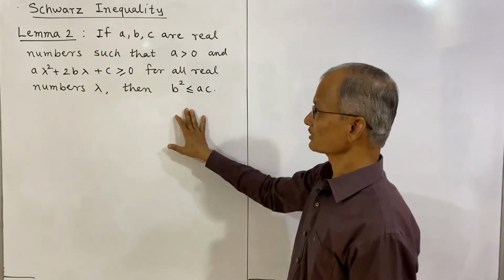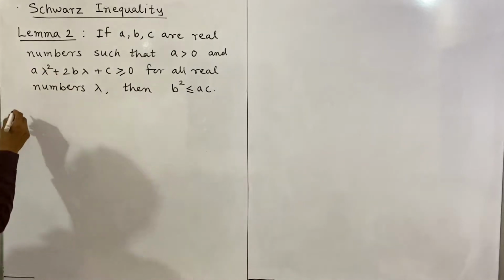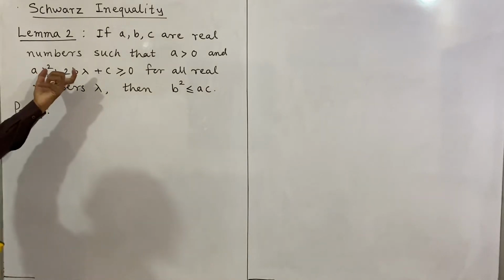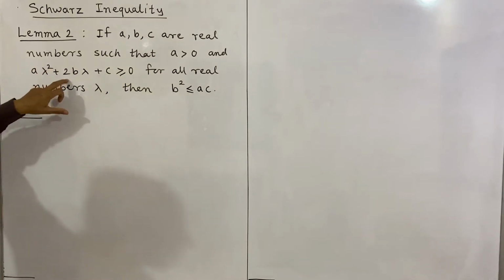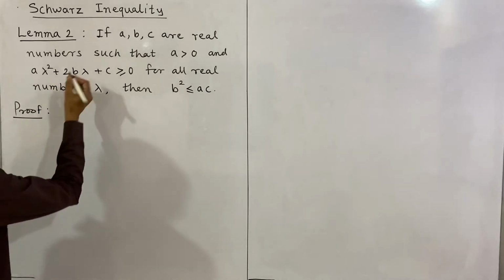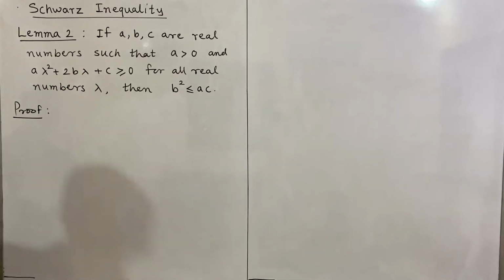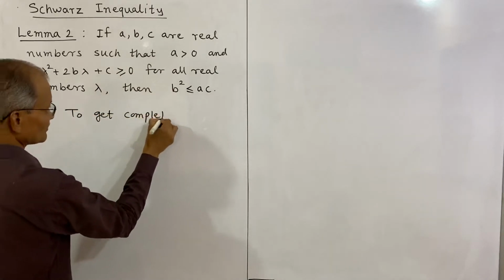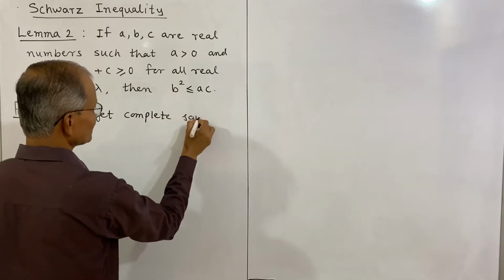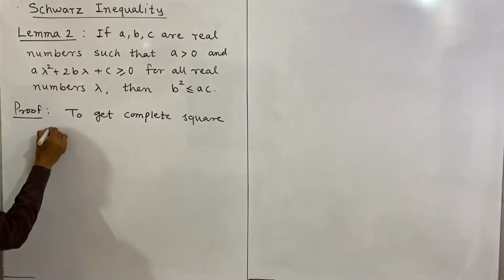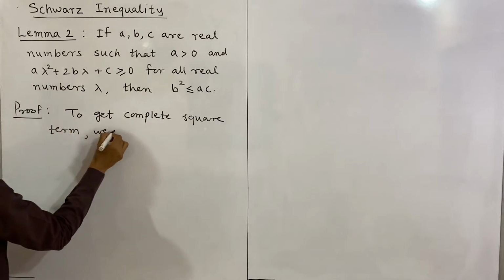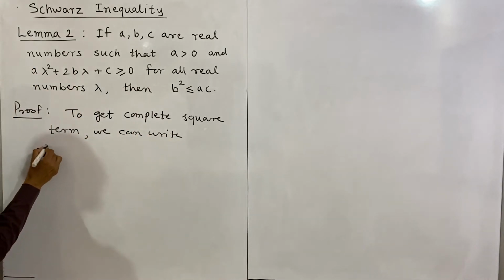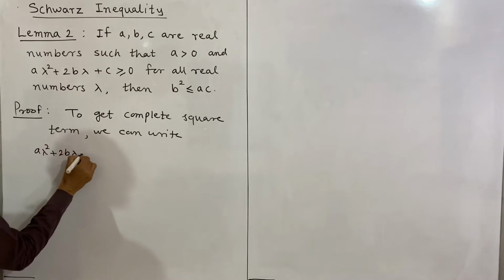So, this we shall prove first. To prove this relation easily, we shall consider this quadratic expression and express it in complete square form. To get the complete square term, we can write this expression A lambda square plus 2B lambda plus C.